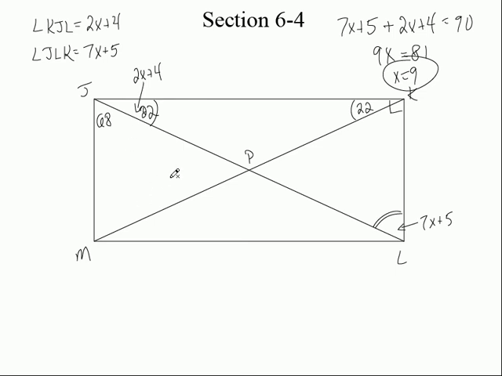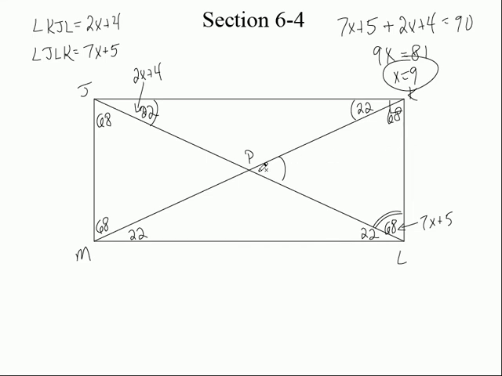If you get that, the rest is pretty easy. What's this one without doing any math? 68. What's this one? 22. See how easy it is? 22. What's this? 68. This would be 68. What about this? Let's do this one right here. What's that one going to be? I don't know. What's that? That's 136. And then 180 minus 136 is 44.